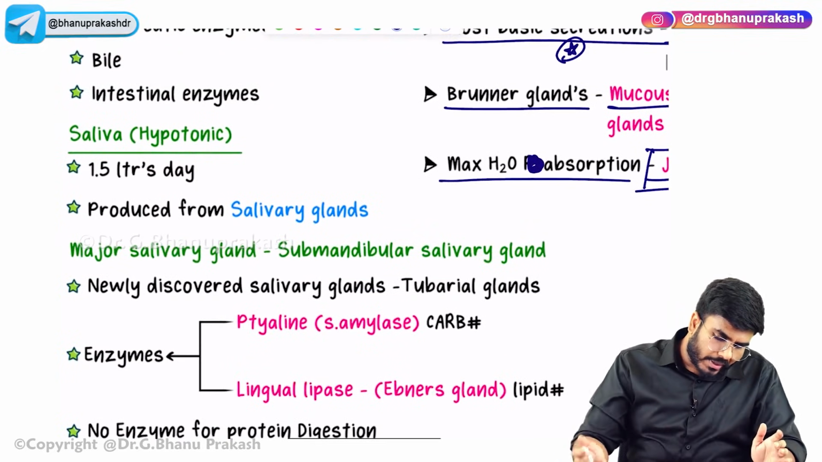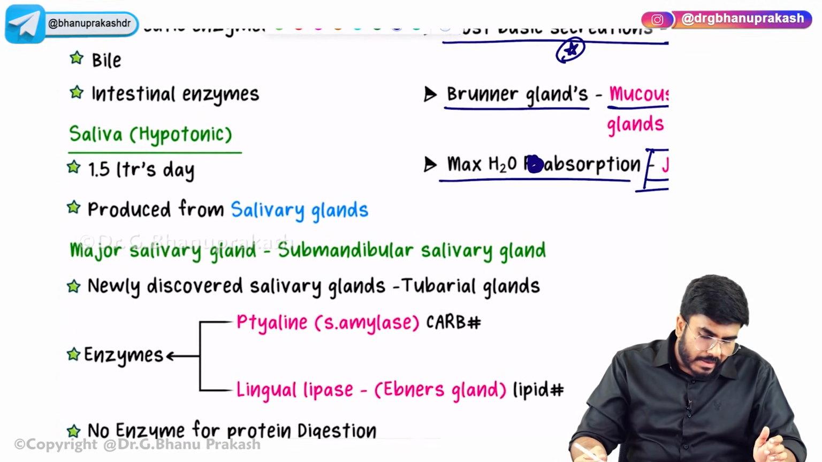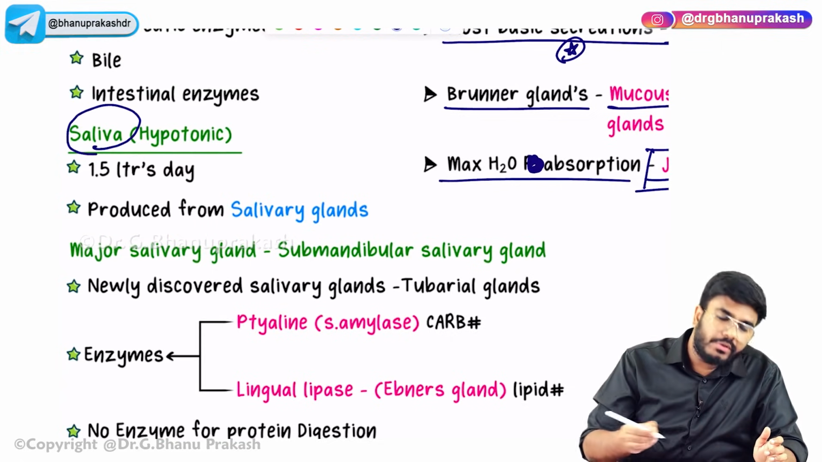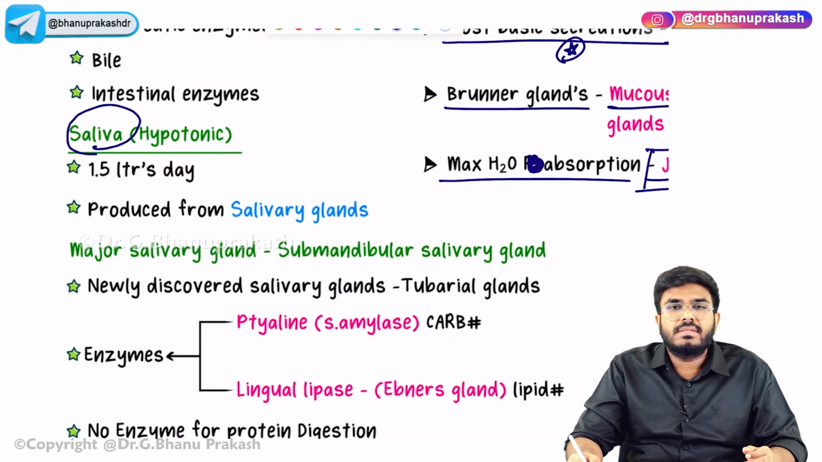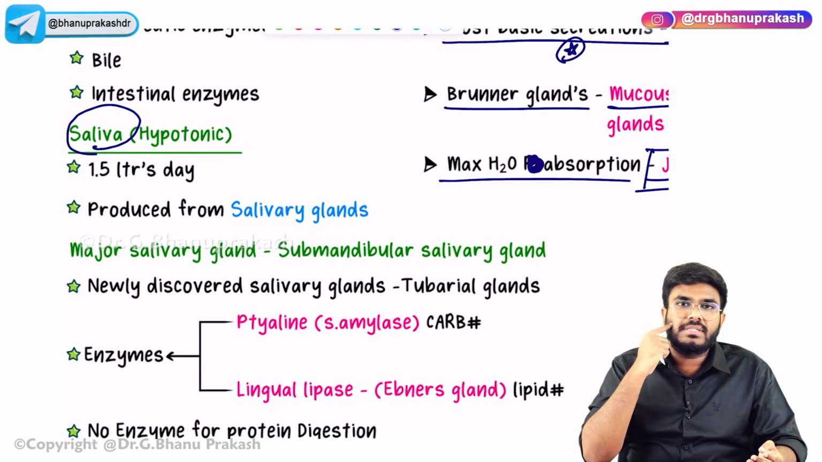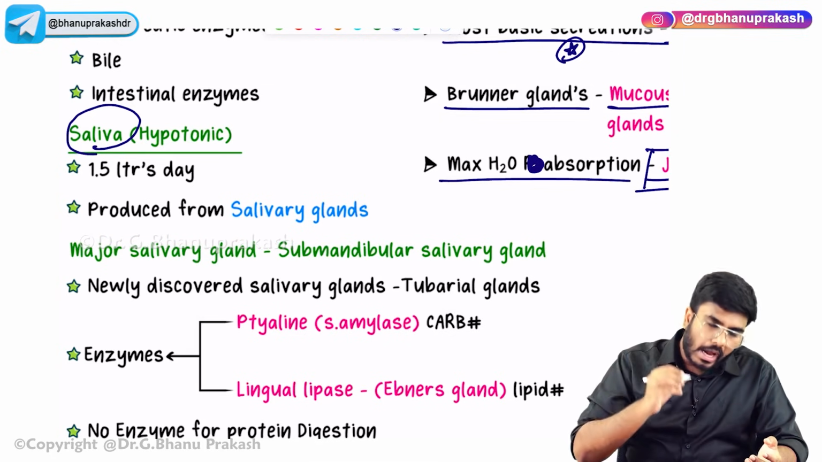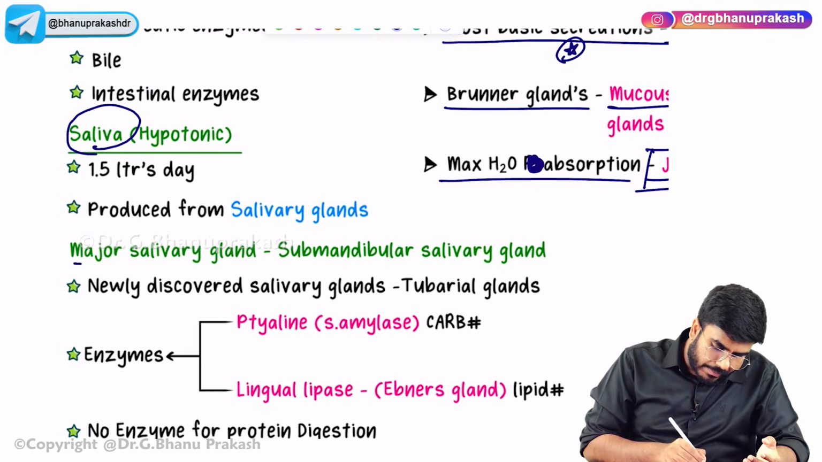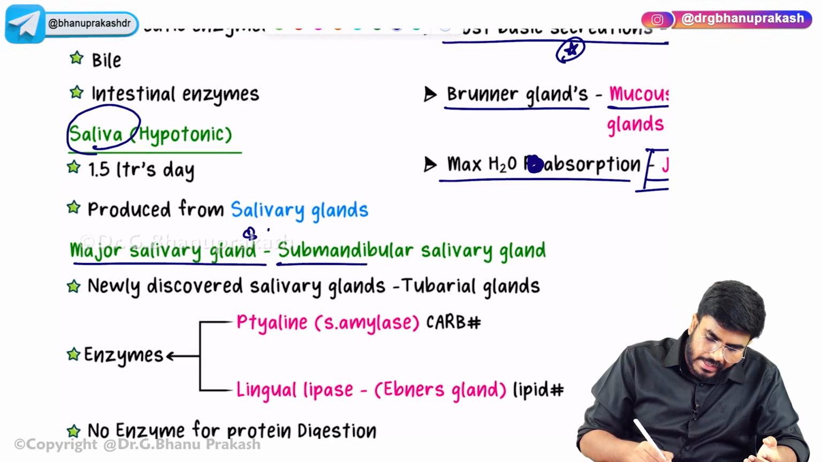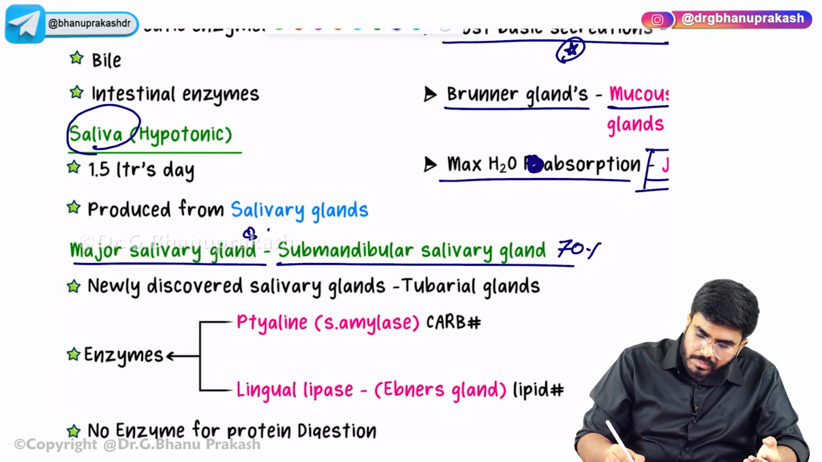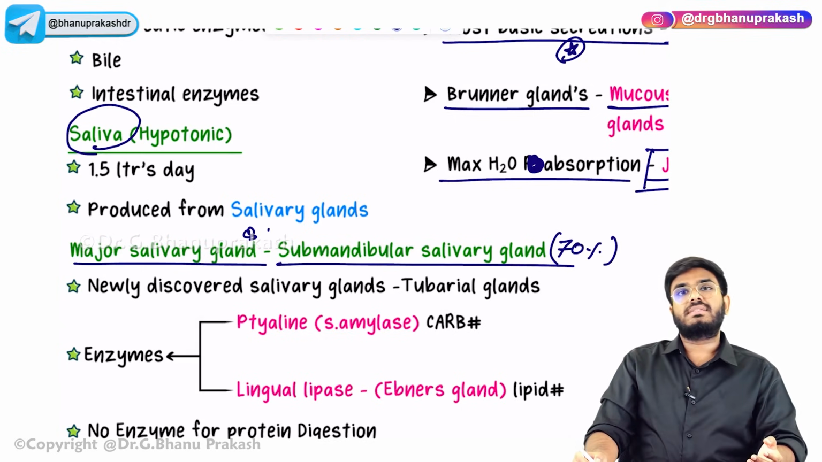Next, some important points about the saliva. Let's start with the saliva. Saliva is produced by the salivary glands. The three important salivary glands are the parotid, submandibular, and sublingual salivary glands. Out of these, the major salivary gland is the submandibular salivary gland because it produces 70% of your saliva.